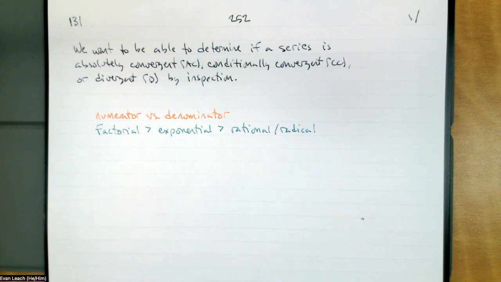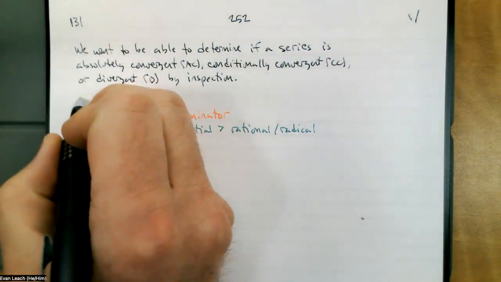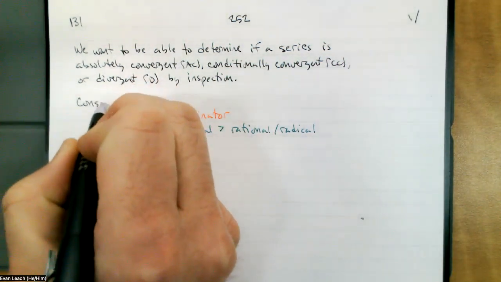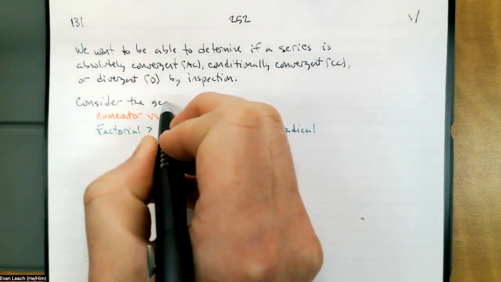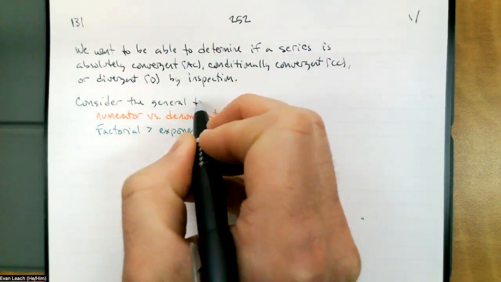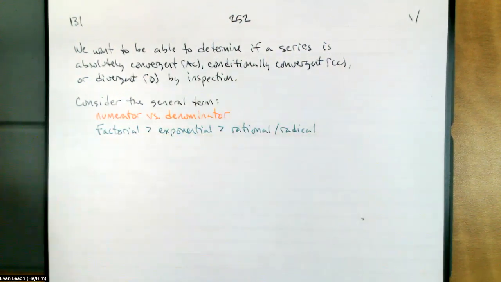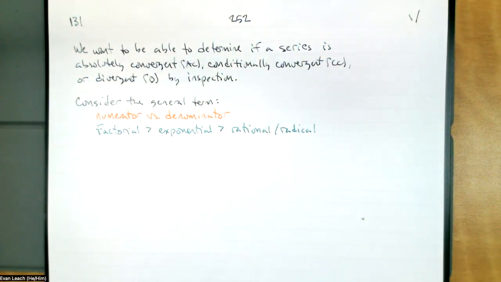Factorial factors dominating exponential factors, dominating rational or radical factors. So we're going to consider the general term. Overall, we're going to consider the numerator versus the denominator. We're going to consider factorial versus exponential versus rational or radical.